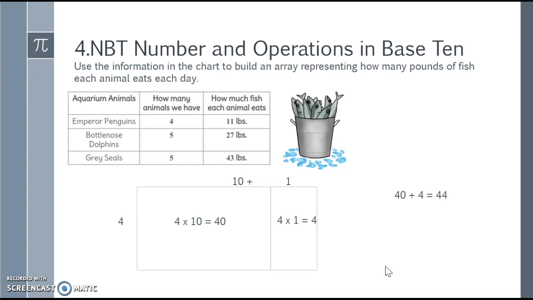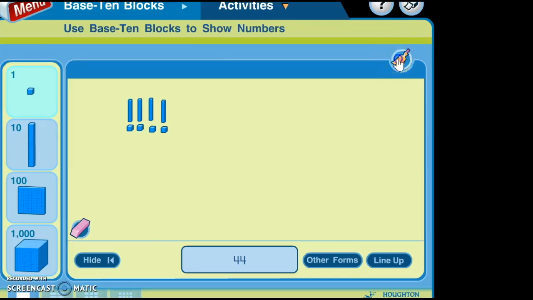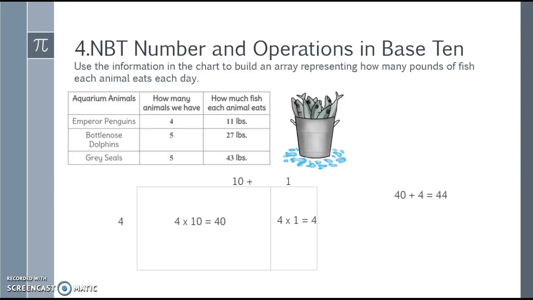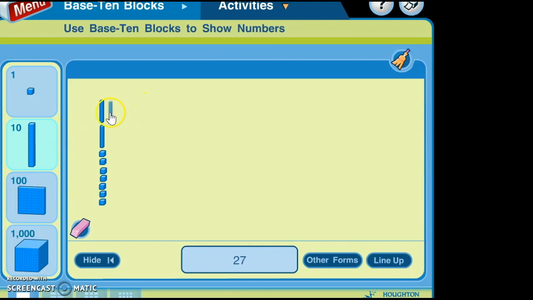Now if I look at the bottlenose dolphins, there's 5 of them by 27. Well, instead of using 27 individual units, we might want to use 10, 20, 1, 2, 3, 4, 5, 6, 7. And I'm sorry, I wish these could rotate so that they would be in a rectangle going left and right instead of up and down. But there's 1 dolphin. We have 5 of them.